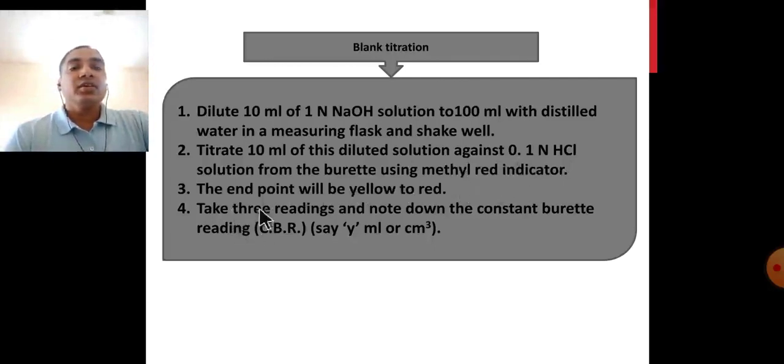The end point of the titration will be yellow to red. Take 3 readings and note down the constant burette reading, CBR, say Y ml or cm cube.